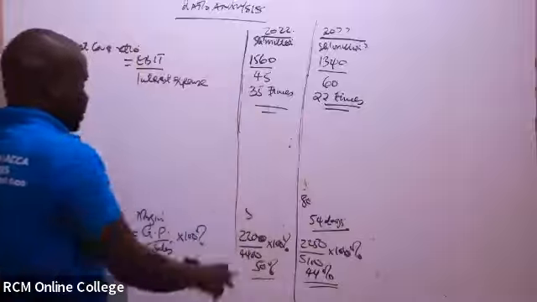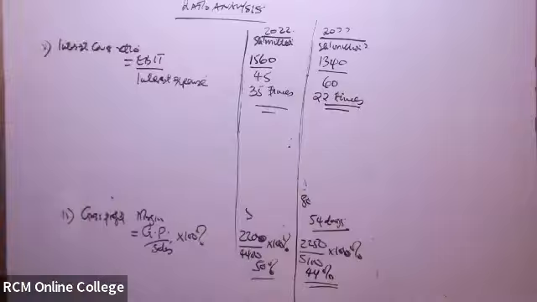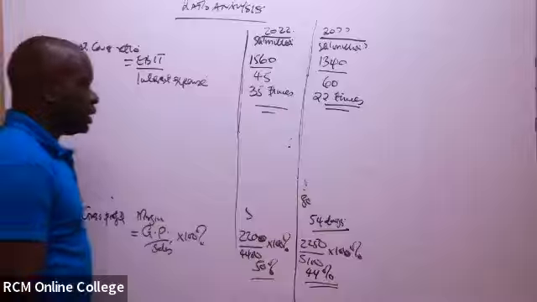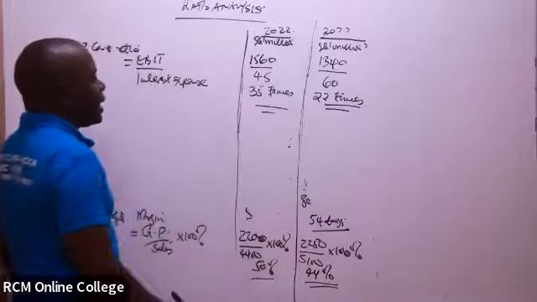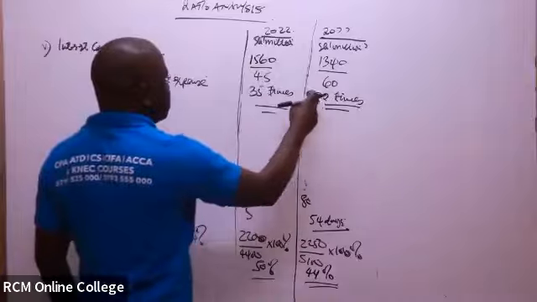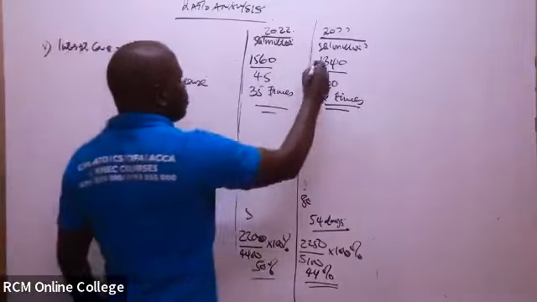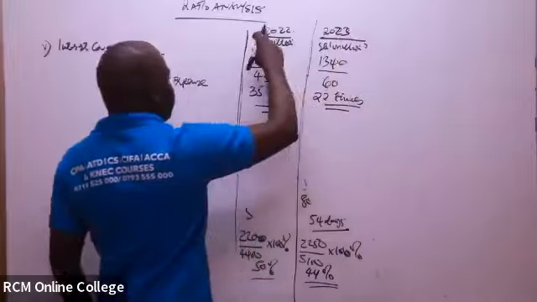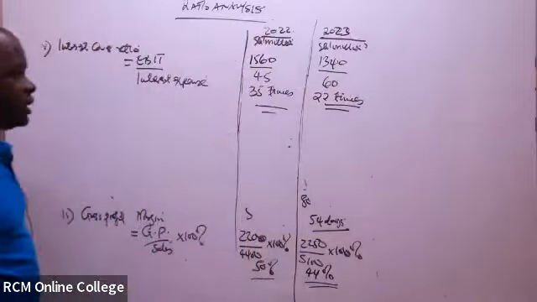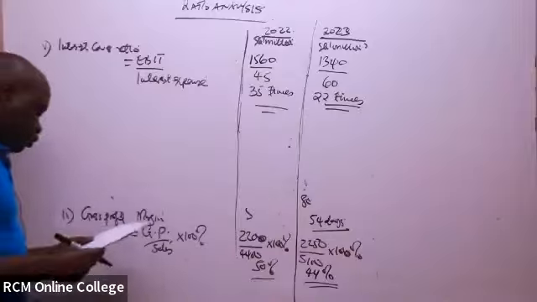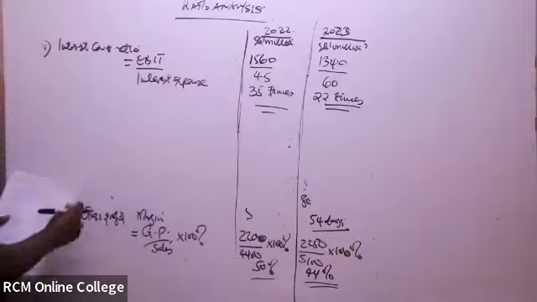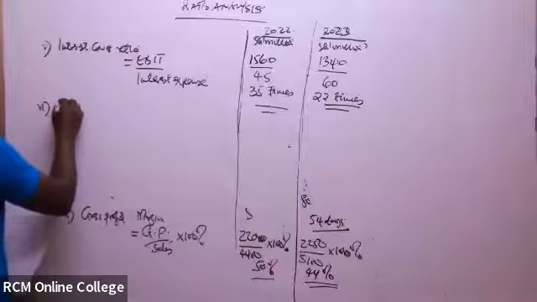So in this case, in the year 2022, they were doing so well in terms of that ratio. They were able to cover their interest so many times compared to 2023. So they are very comfortable in the year 2022 compared to the year 2023. Then the next ratio to compute is what we refer to as the return on capital employed.